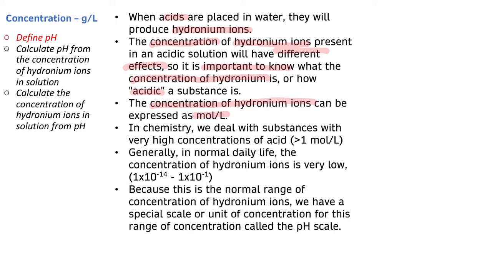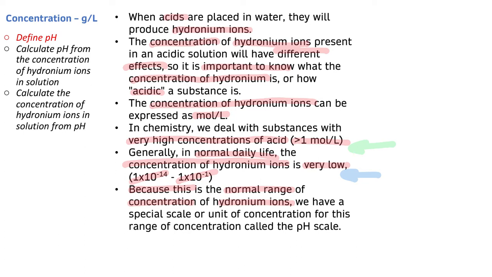That's stuff we've already done before in aqueous solutions. However, in chemistry, we deal with very high concentrations of acids, generally more than 1 molar. In normal daily life, though, the concentration of hydronium ions is quite low, anywhere between 1 times 10 to the negative 14 and 1 times 10 to the negative 1, which is 0.1, down to 0.0 with 14 zeros, then 1. So quite small. This is the normal range of concentration of hydronium ions, the very small range, not the high one, because chemists deal with high concentrations, but in general daily life there are very low concentrations.